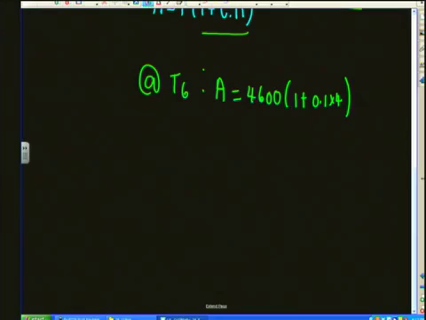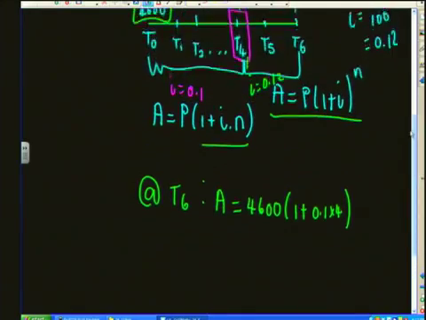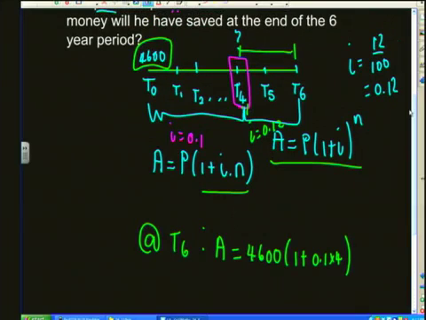So this will give us the value of the investment at the 4th year. But we then know that whatever's in there, this entire amount, is going to be reinvested at a compound interest rate of 12%.